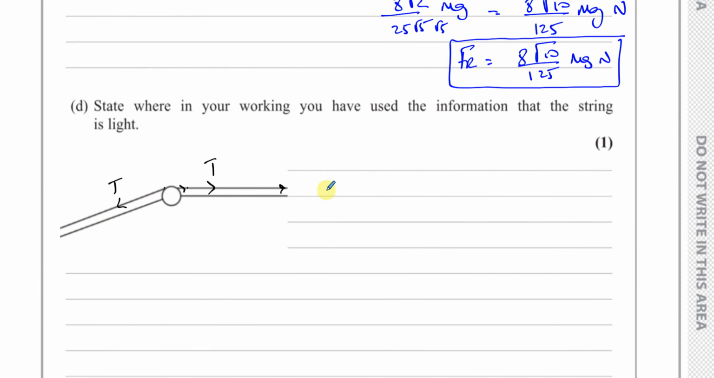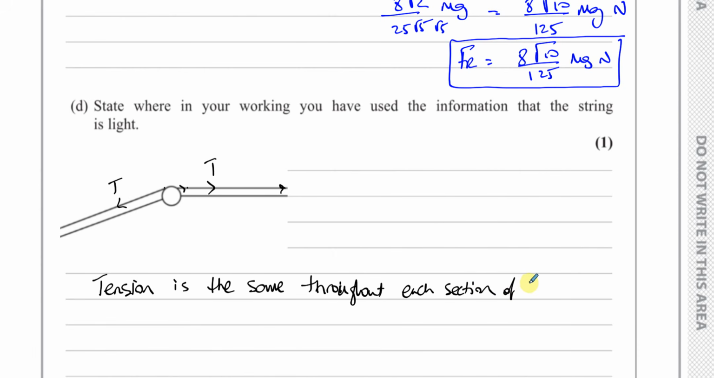So what we can say is we have used the information that the string is light by assuming that the tension is the same throughout. Now you don't say just throughout the whole string, but you say throughout each section of the string. So this end and this end, the tension is going to be the same. So the tension here and the tension here will be the same.